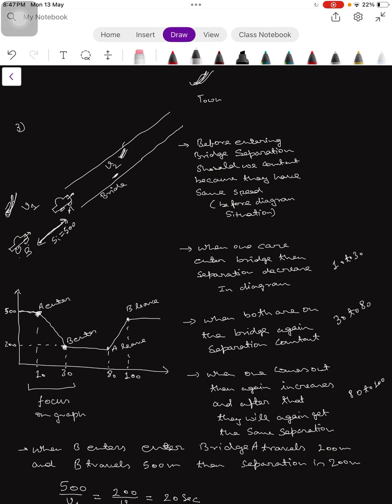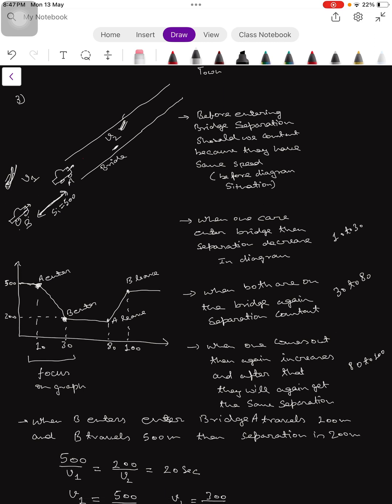Before entering the bridge, the separation should be constant because they have the same speed. When one car enters the bridge, its speed is reduced, so the separation decreases, as we observe in the graph. This decrease goes on from 10 to 30 seconds. It means at 30 seconds both cars are on the bridge.